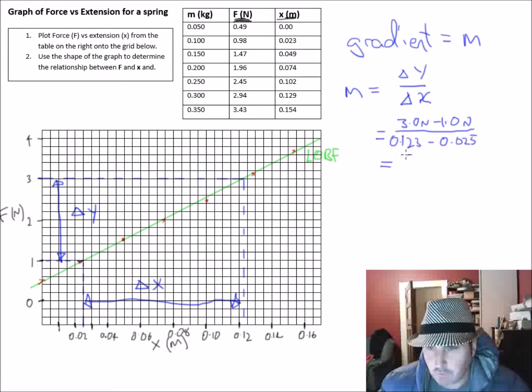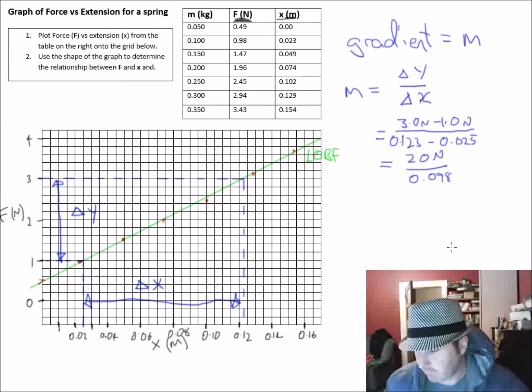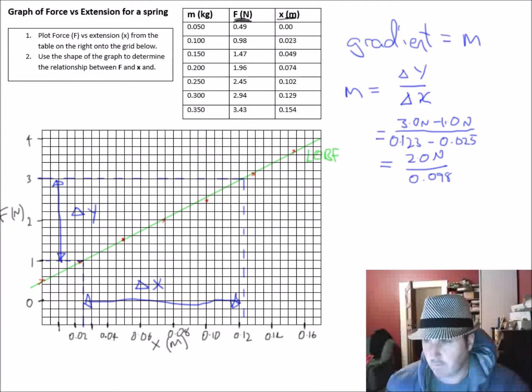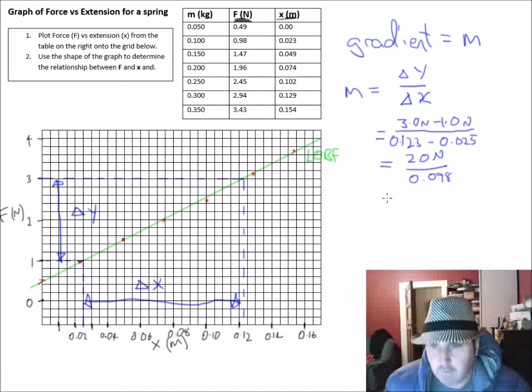This equals 2 newtons over 0.098. And just let me get my calculator out here, and we're going to get the answer of 2 divide 0.098 equals 20.40. I'm just going to round that up to 20.4 newtons. It looks like an approximate answer here. So this is our gradient.